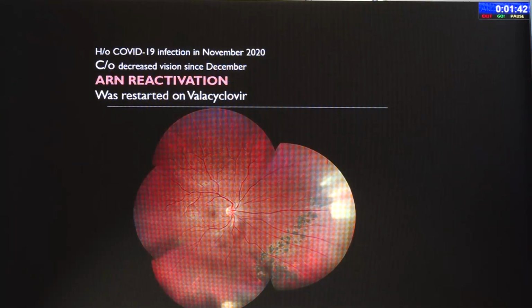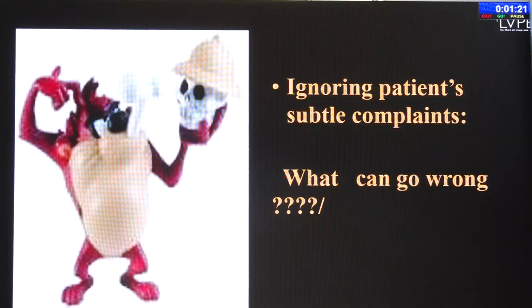But what had happened is that the patient had a history of a COVID infection in 2020, and we had already seen a few cases where there was a reactivation of ARN post-COVID. So while this patient did have a vision of 20/20, he was able to perceive a slight decrease in his vision, and when he came to us, what we noticed was that there was a peripheral reactivation of ARN in this eye. He was started on valacyclovir again and is now doing well.